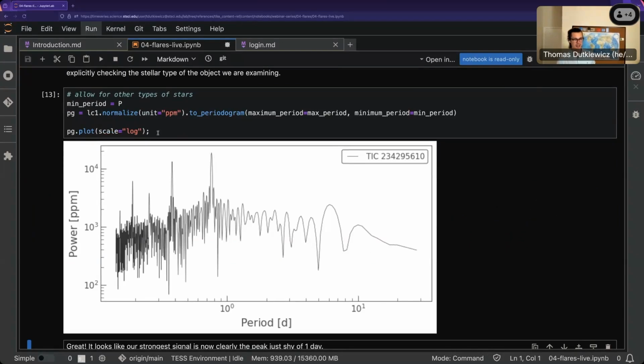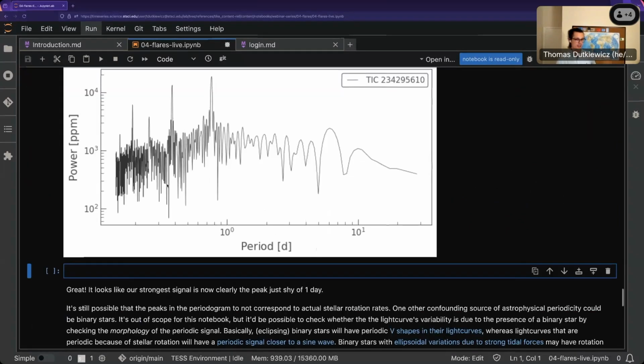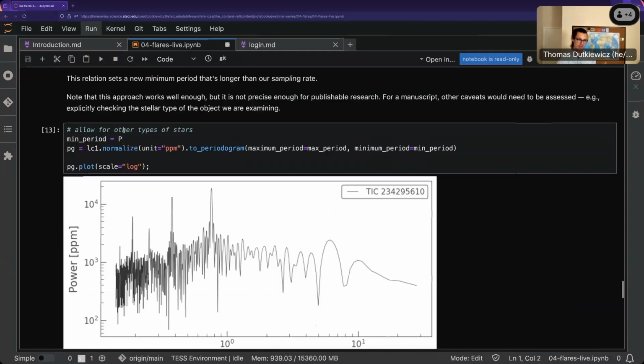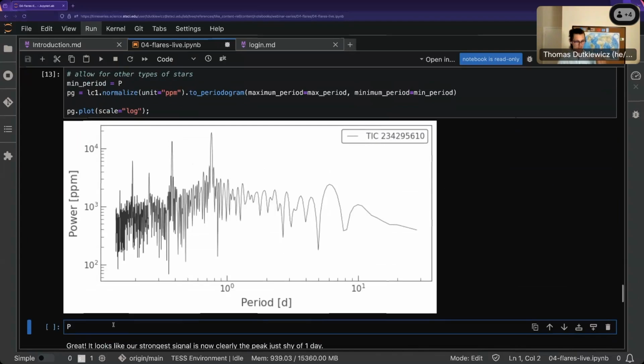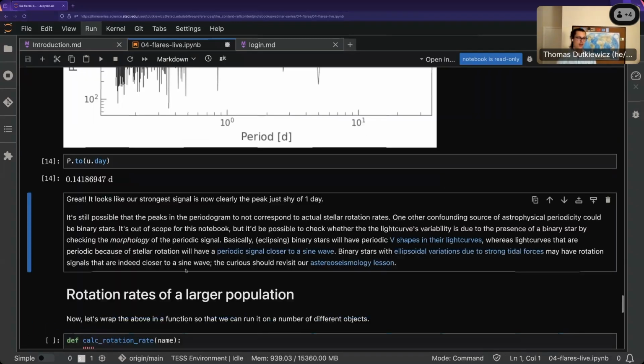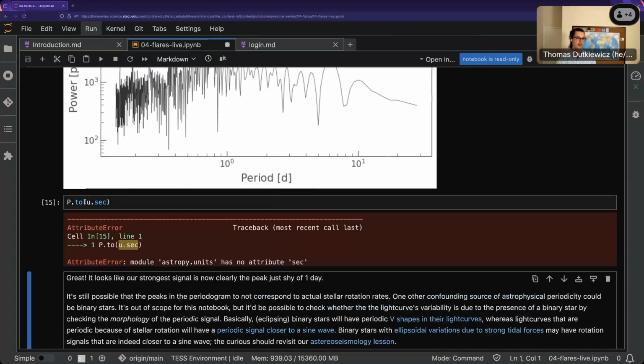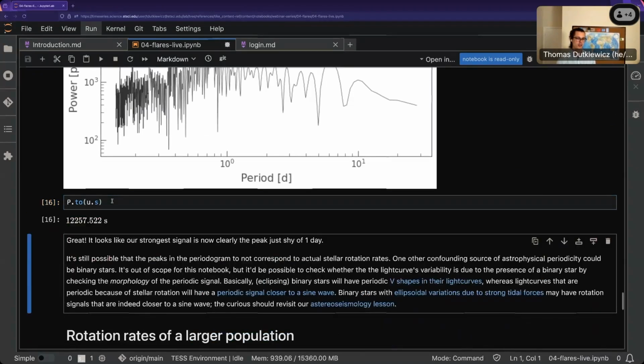Now, you might be thinking to yourself, well, that's great, but why is he going on about this? How does he know that? And I know that because if you do this period that we just calculated, the physical limit on the period, and you do a dot to u dot day, sorry, we'll do to second, which is not how this works.